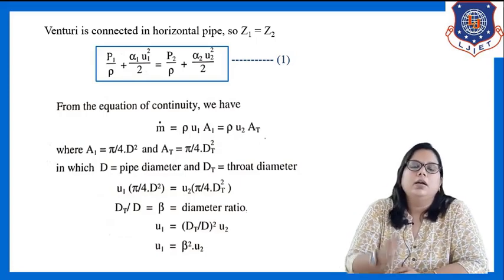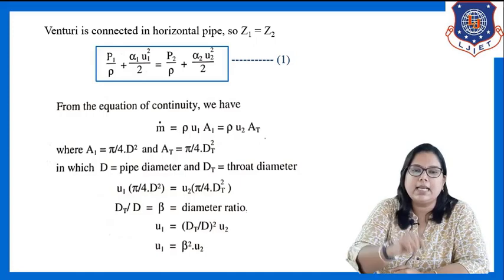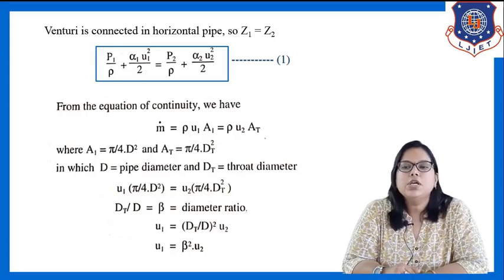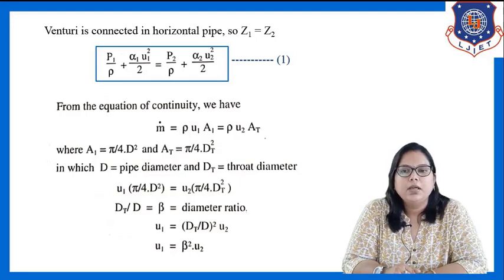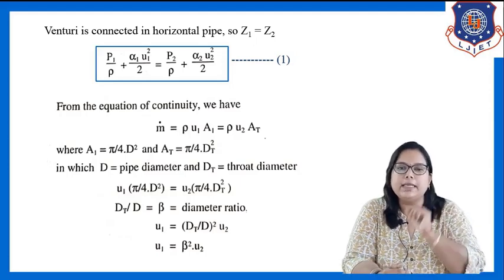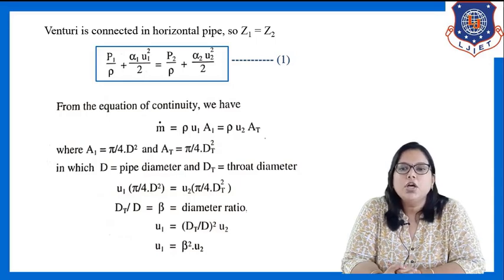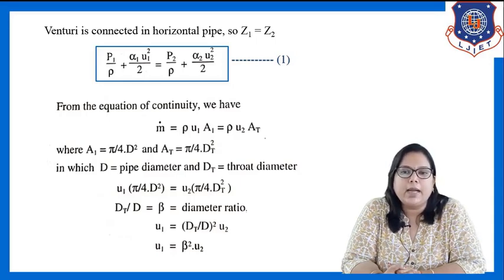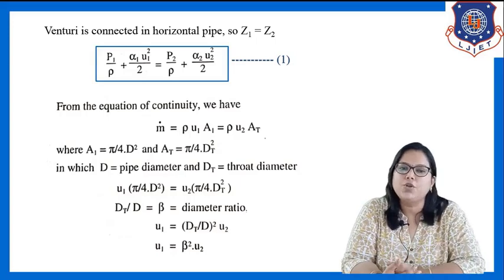Now here, rho u1 a1 equals to rho u2 at, I can write this as u1, rho is cancelled out as the fluid is same, so density of the fluid is same. So u1 pi by 4 d square is equal to u2 pi by 4 dt square I can write. Now here I am introducing a term beta, which is a diameter ratio dt by d. So dt by d is equals to beta, which is diameter ratio. Diameter of the throat divided by diameter of the inlet section. So dt by d is equals to beta, which is called as diameter ratio. So in place of u1 I can write dt by d whole square into u2. So dt by d is what? Beta. So u1 is equals to beta square u2, I can write that.